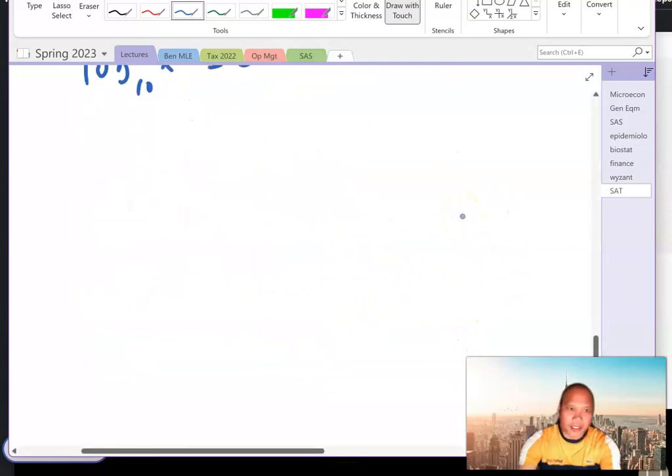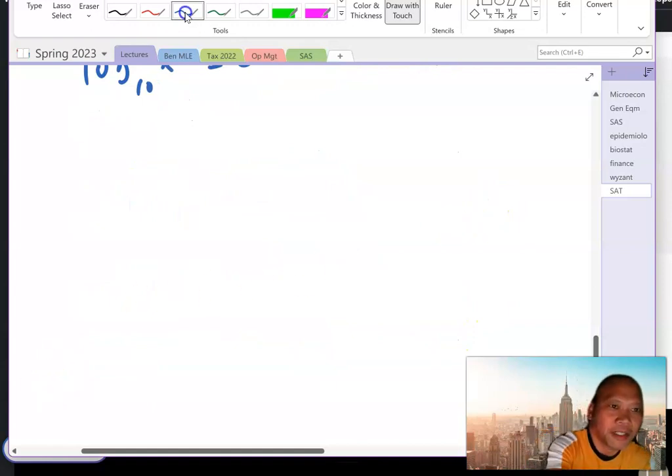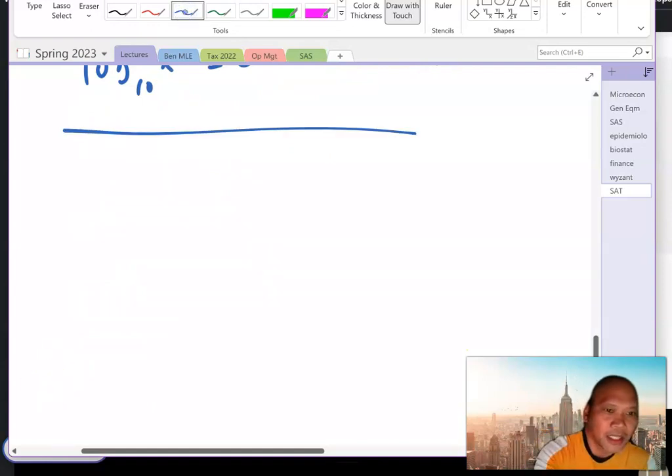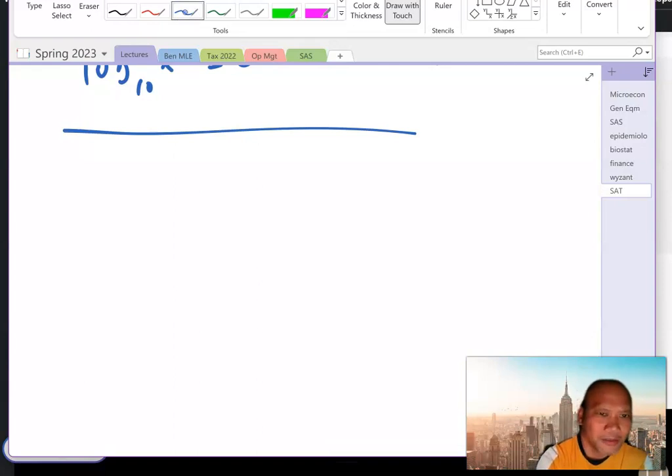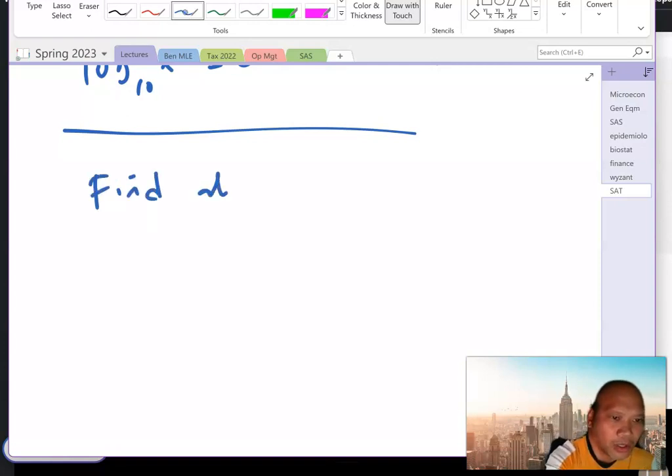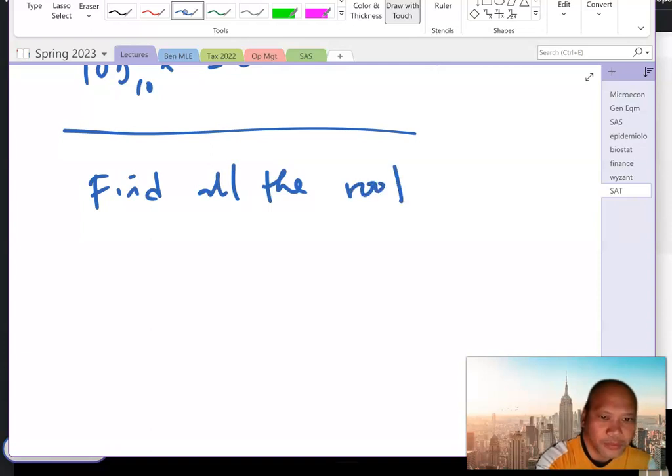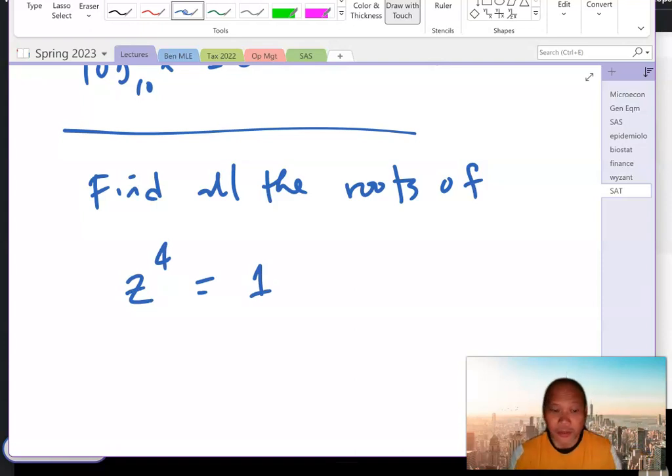Right, so let's look at another problem here. Let me write another problem. Let's use De Moivre's theorem this time. Let's say we want to find all the roots of, say, z to the fourth is equal to 1. So the fourth root of 1.